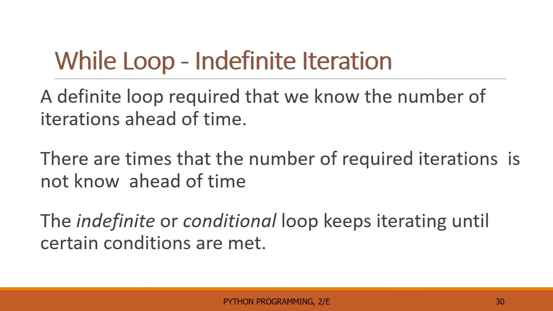Recall that in our example of calculating the average of a group of grades, we asked the user ahead of time the number of grades to be averaged. That's a definite loop, and we know the number of iterations ahead of time. But there's times that the number of required iterations is not known ahead of time. Therefore, we want to create an indefinite or a conditional loop that's based on some condition.